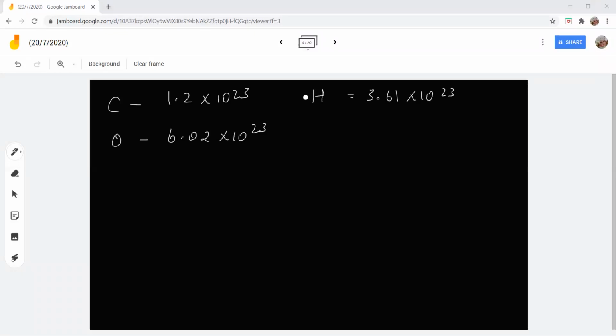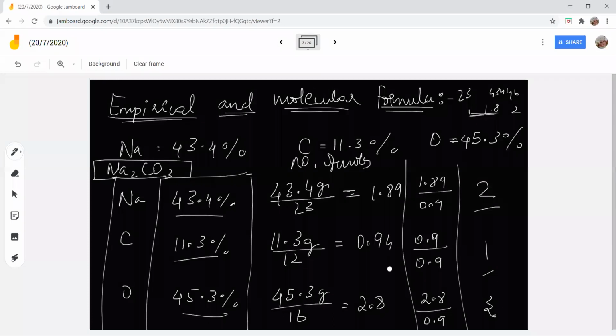Yes, Akshayamati, I have unmuted you. You can talk. Ma'am, you're finding approximate values, no, ma'am. Like 43.4 grams by 2.3 is equal to 1.89. If you're finding the absolute correct value, the answer will be coming wrong only, no, ma'am. The exact value here will be 0.94, where the number of moles of carbon will be 0.94. This is the exact value. Here it will be 2.83.